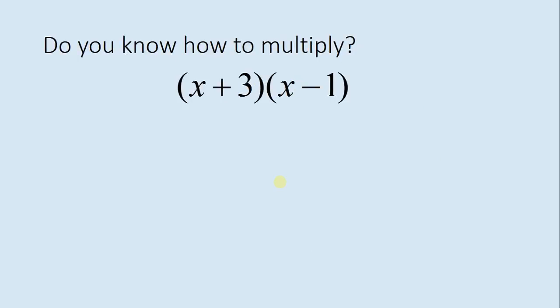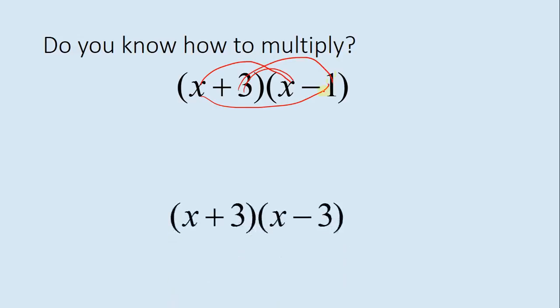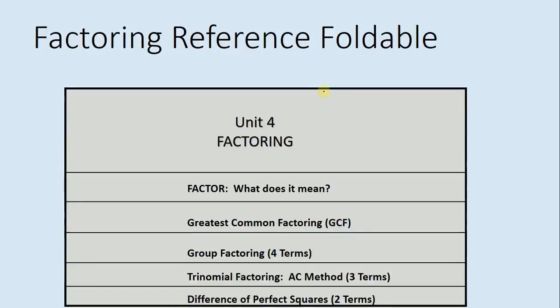Do you know how to multiply? You should already. This is not new stuff. Basically it's foiling, right? That times that, that times that, that times that, that times that. Same thing with x plus 3, x minus 3. Well, basically, guys, what we're going to do today is undo multiplication. That's all that factoring is, the undoing of multiplication.